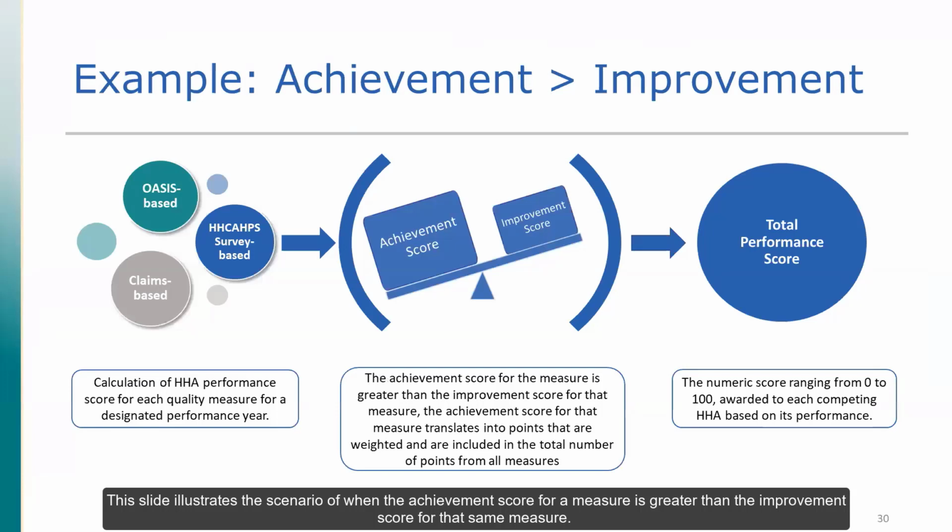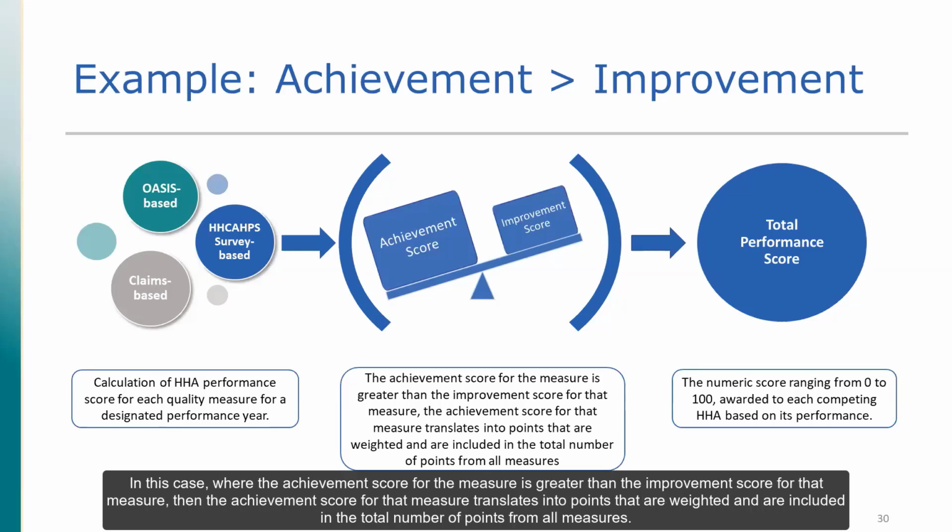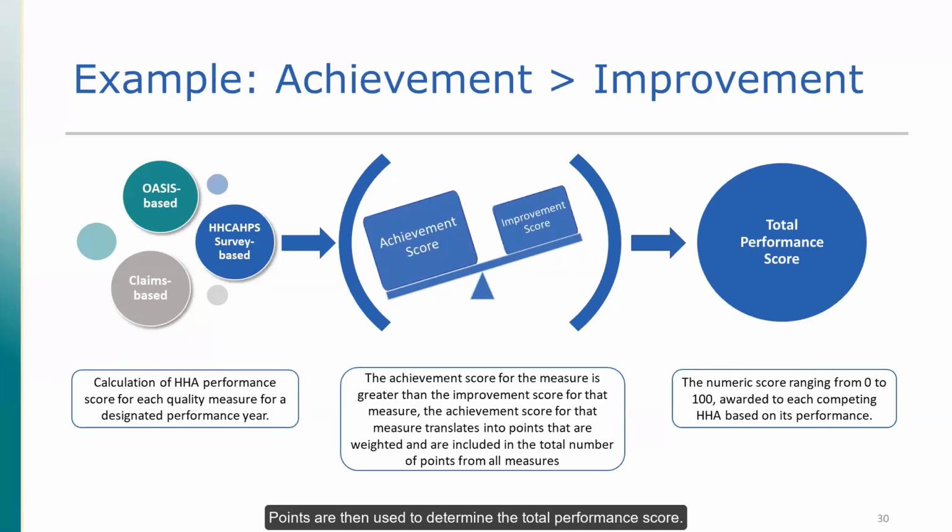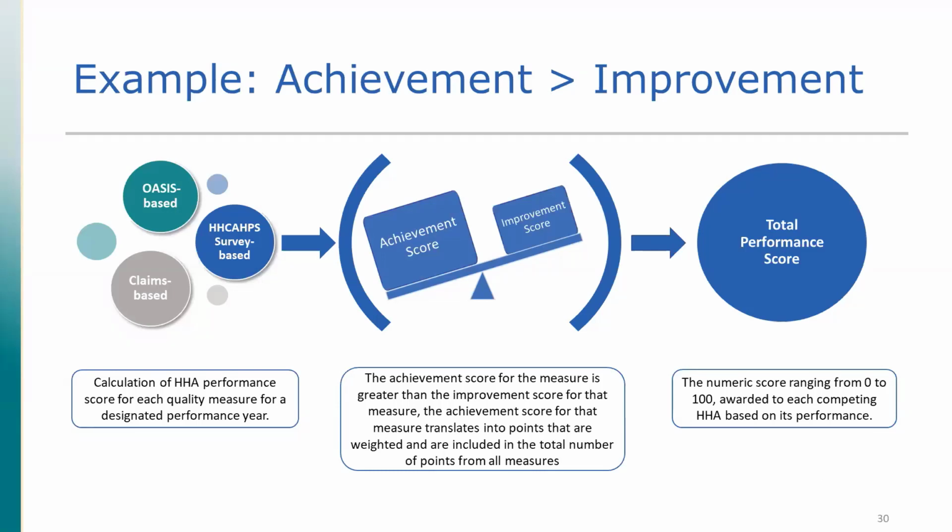This slide illustrates the scenario of when the achievement score for a measure is greater than the improvement score for that same measure. In this case, the achievement score for that measure translates into points that are weighted and are included in the total number of points from all measures. Points are then used to determine the total performance score.